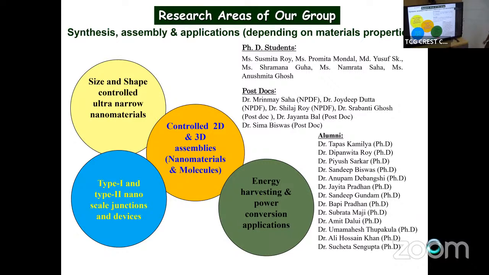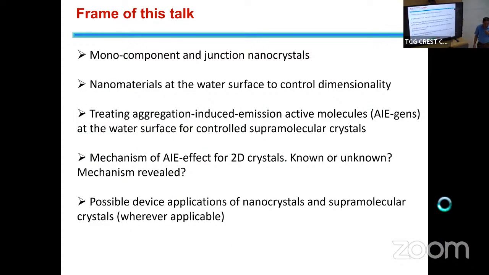Okay, perfect. So type 1 and type 2 kind of junctions. These are not the regular junctions; these are junctions at very tiny scales. And of course, depending on the properties, we are putting these molecules and nanomaterials into energy harvesting and power conversion applications. So I frame this talk in 3 different categories.